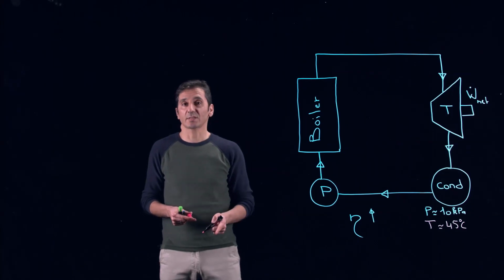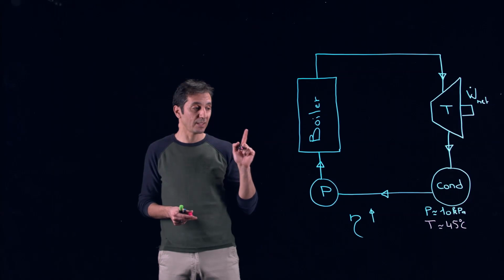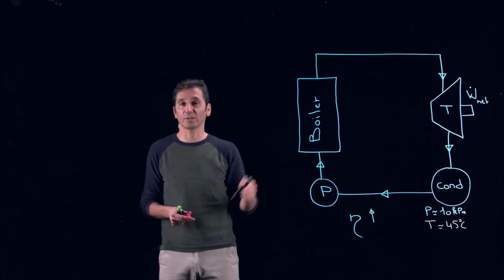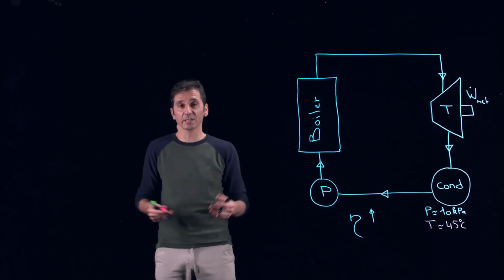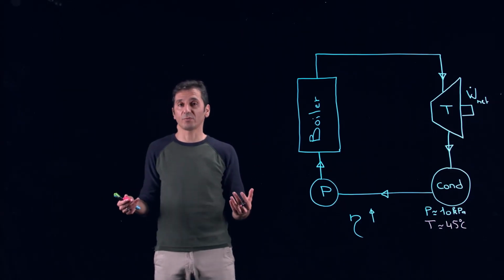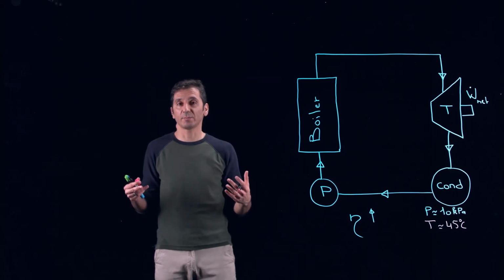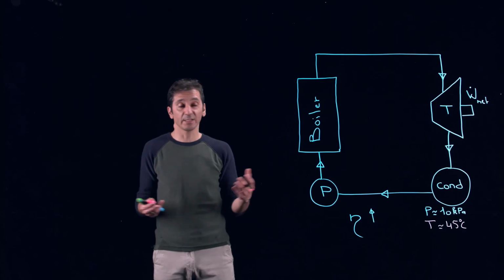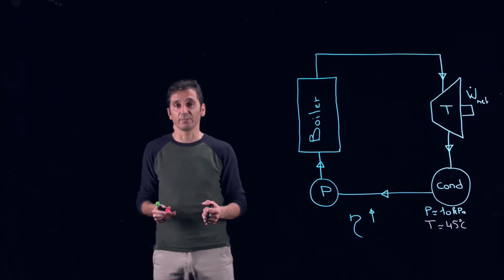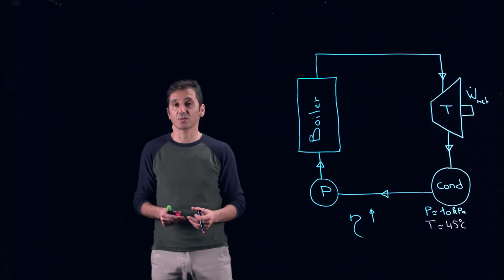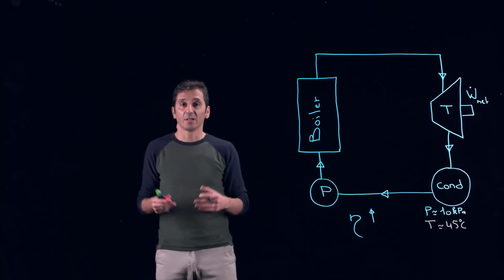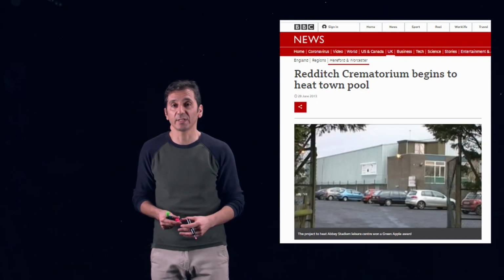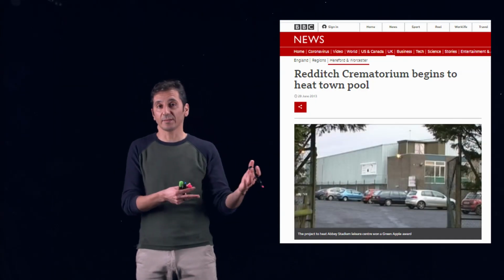But the question we have to ask ourselves now is, can we use this heat out, Q out, at 45 degrees C? Obviously we can. So if you are provided with a reservoir of temperature at 45 degrees C, what can you do with this? You can easily take a shower at 45 degrees C. Or you can use this to heat up a building.